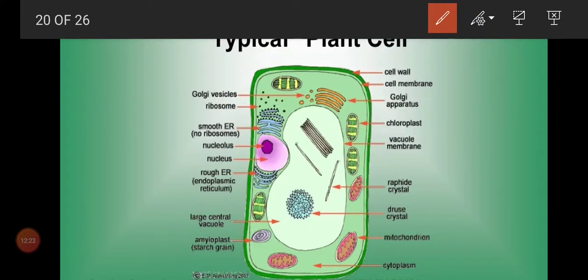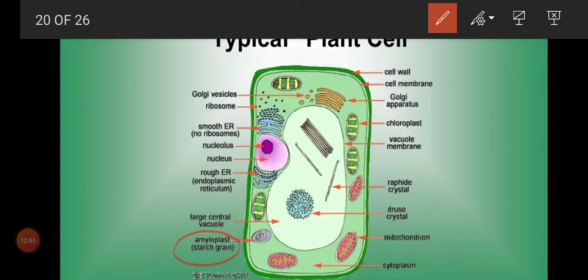And here, come to this. Here we call it amyloplast. Amyloplast means starch grain. Normally the plant cell synthesizes its own food. When food is synthesized, more food will be stored in one format, and that we call a starch grain. Glucose is synthesized during photosynthesis, so the glucose should be stored in one format. That storage we call amyloplast.